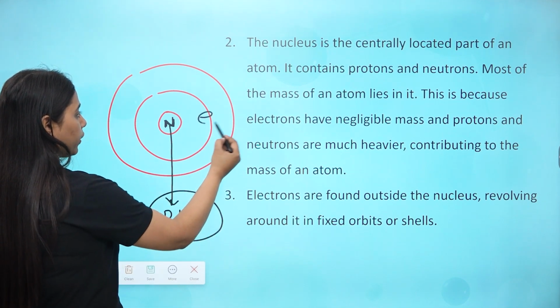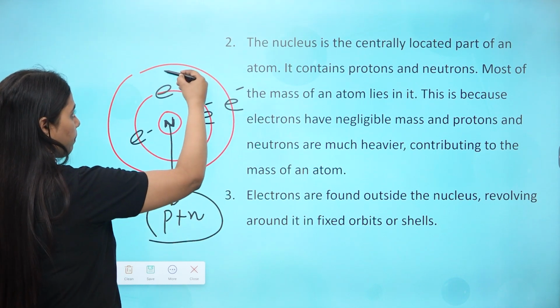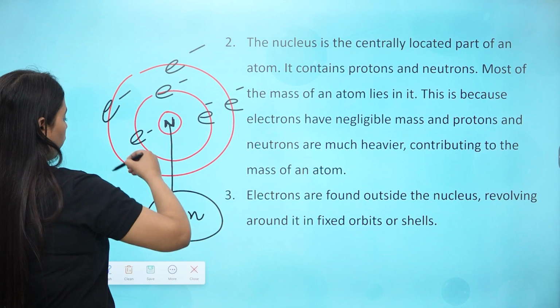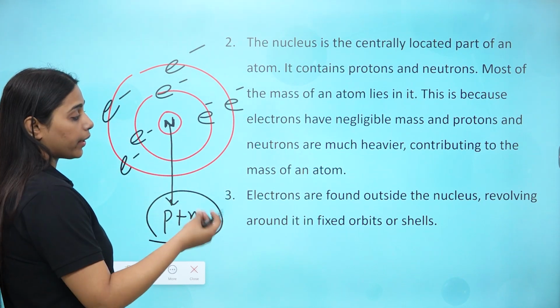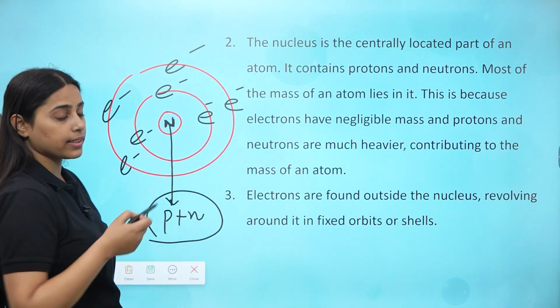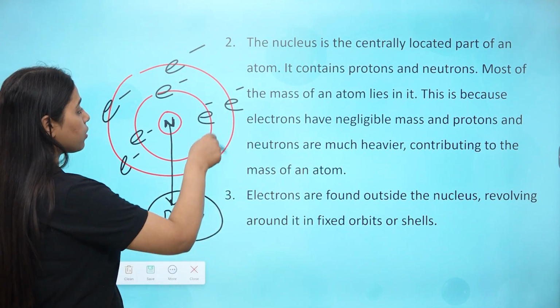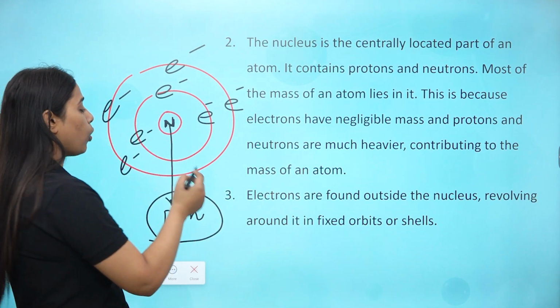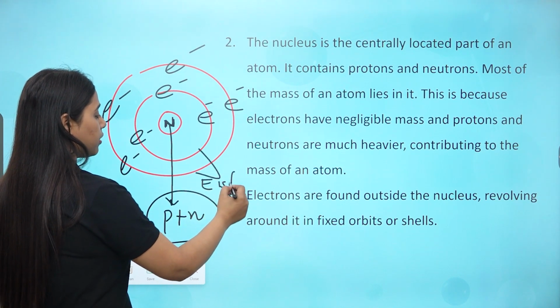neutrons, and electrons are present in these energy shells, the path where they revolve, and these paths have fixed energy. Then electrons are found outside the nucleus. This is the concentric circular path where electrons are revolving and they have a fixed orbit. By fixed orbit we mean their energy is fixed.